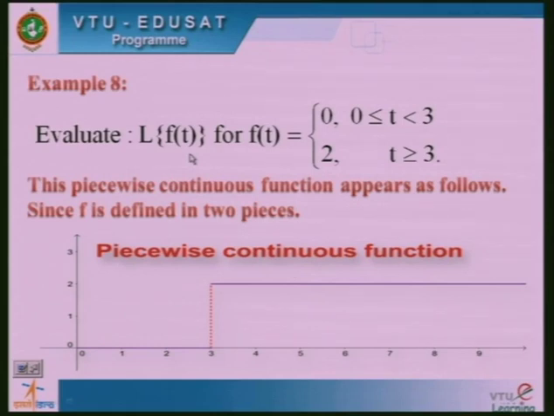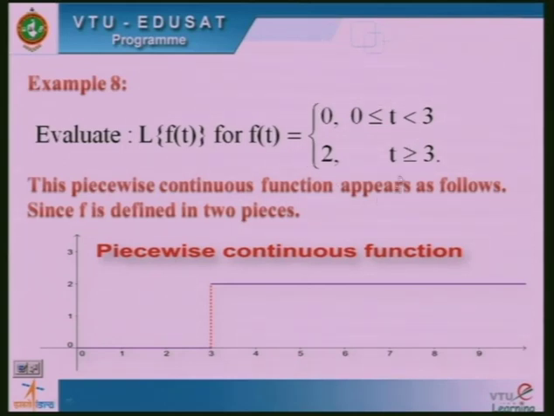Suppose the given function is in this form: find L of f of t, where f of t is equal to 0 for 0 less than or equal to t less than 3, or f of t is equal to 2 for t greater than or equal to 3. It means that the function is 0 in the interval 0 to 3, and the function is equal to 2 when t is greater than or equal to 3. This piecewise continuous function appears as follows, since f is defined in 2 pieces. They have defined the function in this fashion.